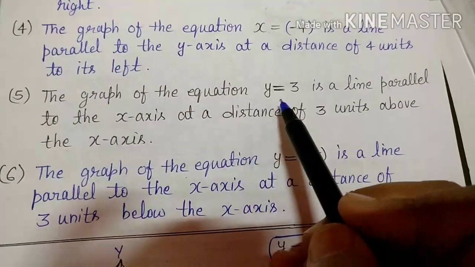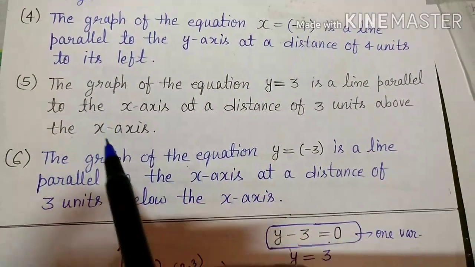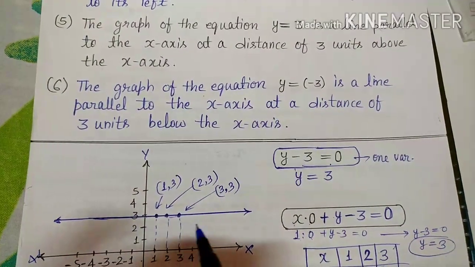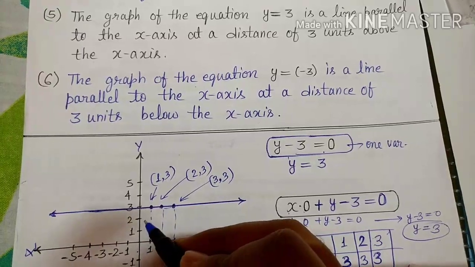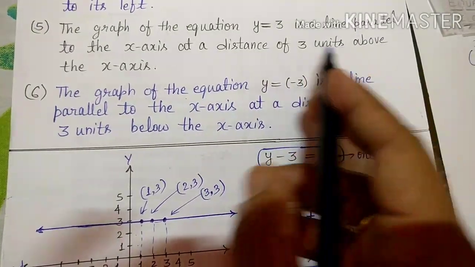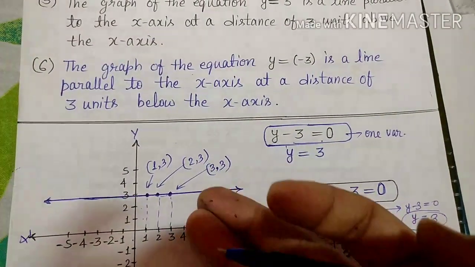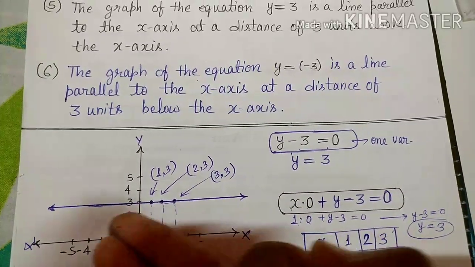As you can see, this is the fifth point. The graph of the equation y equals 3 is a line parallel to the x-axis at a distance of 3 units. Just check the distance: 1, 2, 3, yes, 3 units. From where? Above the x-axis, as you can see here, this line is above the x-axis.